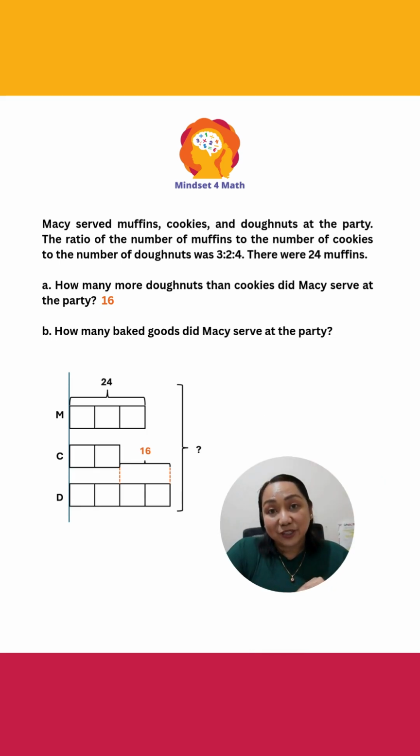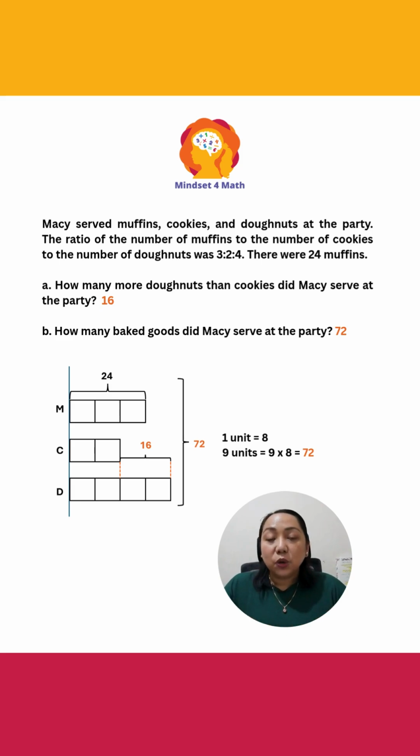Now let's go to the next question. How many baked goods did Macy serve at the party? To represent this, we need to use a bracket and put that on the side and make sure that it covers all the units in the bar model. And we will mark that with a question mark because as of now, we still do not know the total number of baked goods that Macy served at the party.